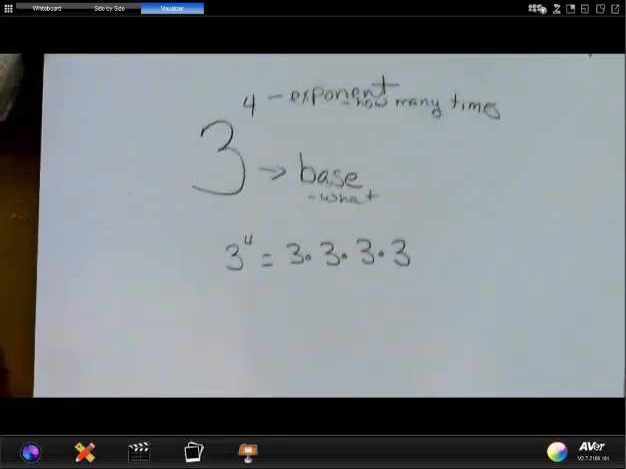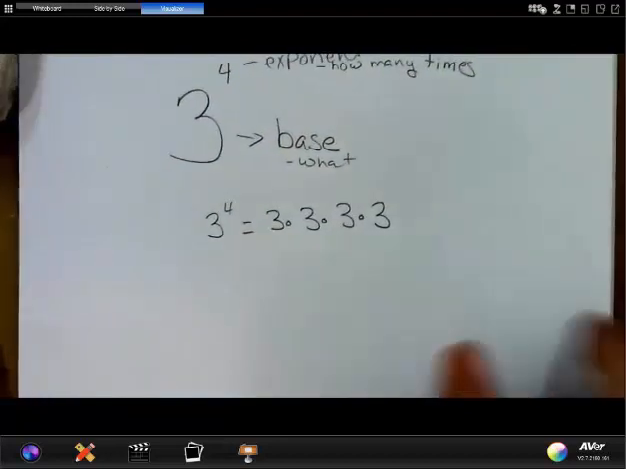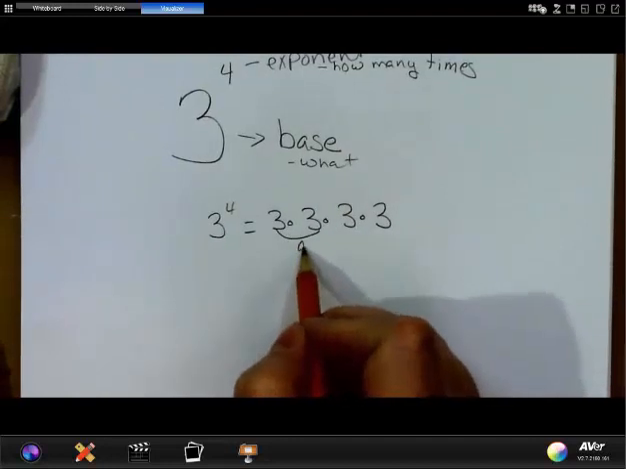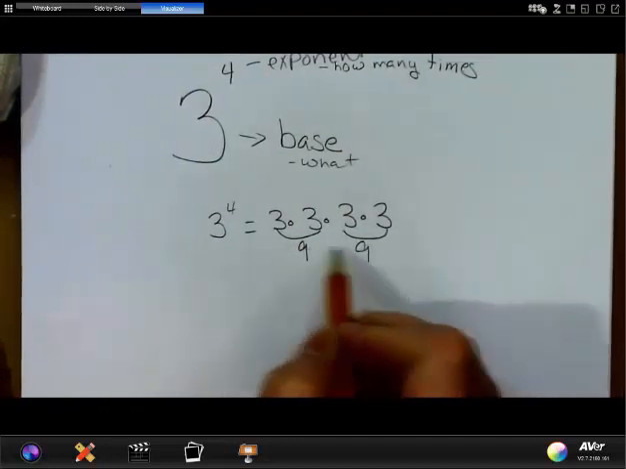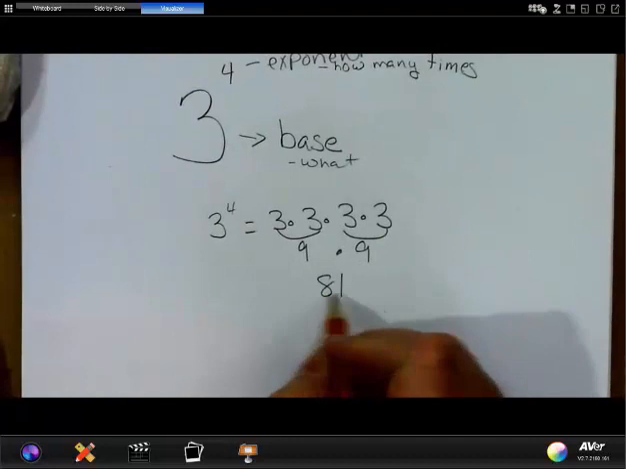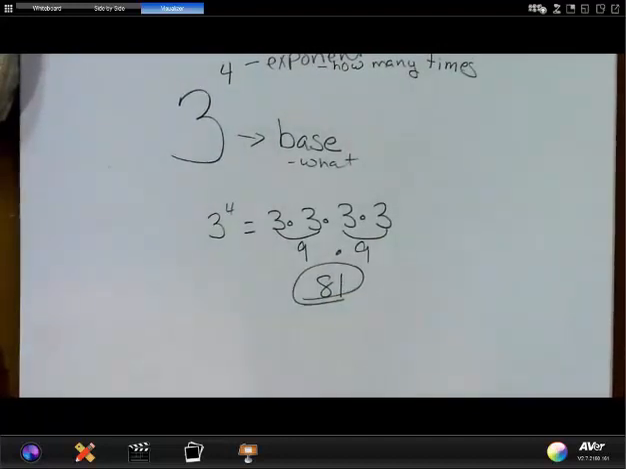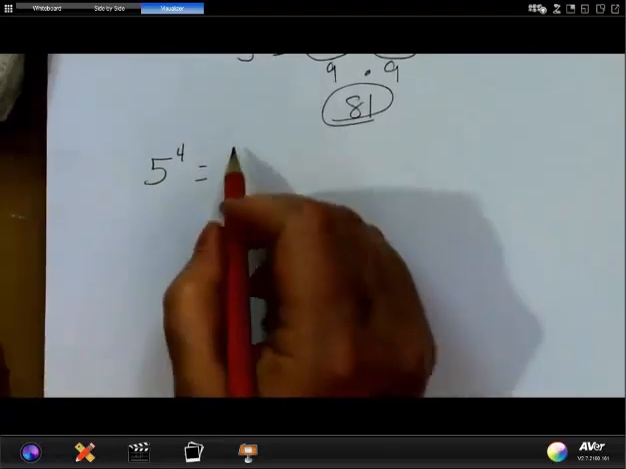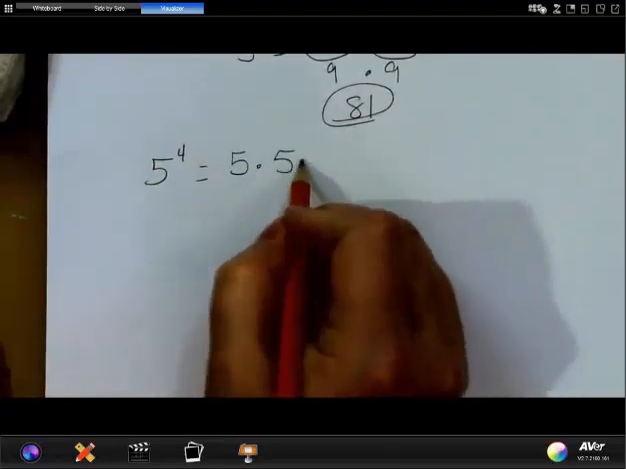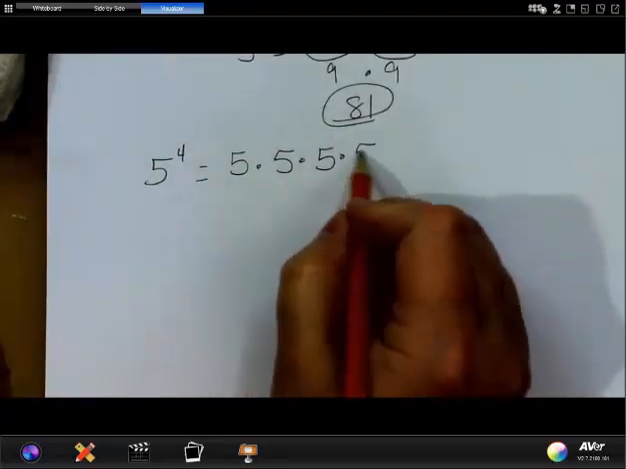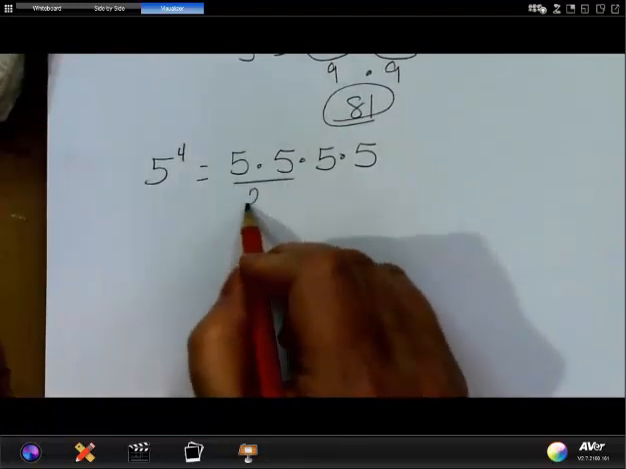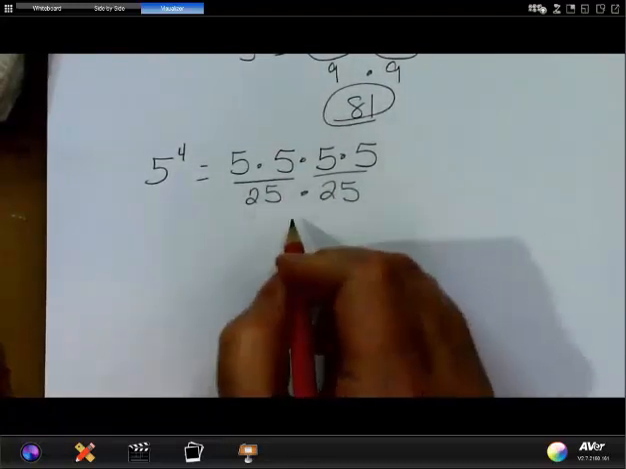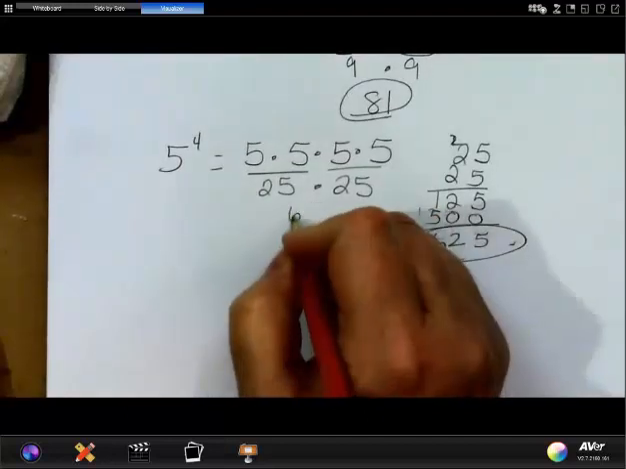Now, you don't get a calculator on the first test, so the easiest way to do this is to do it in parts. 3 times 3 is 9. 3 times 3 is 9. 9 times 9 is 81. So that's your answer. So what about 5 to the 4th power? That would be 5 times 5 times 5 times 5. This would be 25. This would be 25. 25 times 25, so it'd be 625.